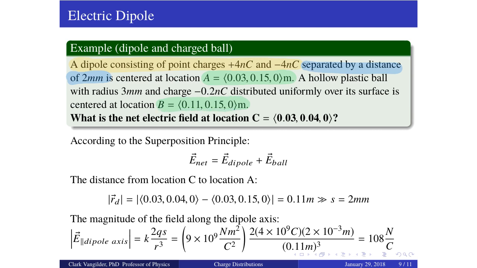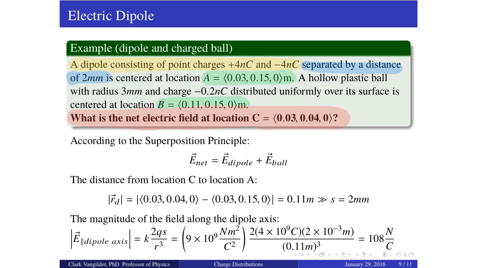So we have two charged objects in the same plane at different locations, and we'd like to know what is the net electric field at some other location. Why did we choose that location? Well, as everyone knows, that's where all the cool kids are, at that location right there, 0.03, 0.04, 0. That's where the cool kids are. So we want to know what's the field at that location. Totally arbitrary.